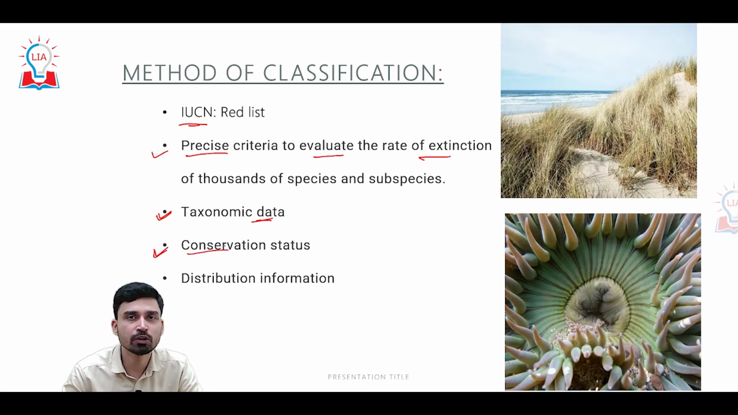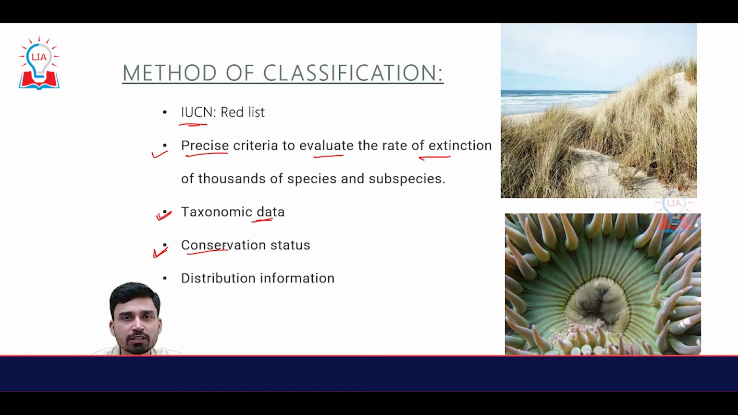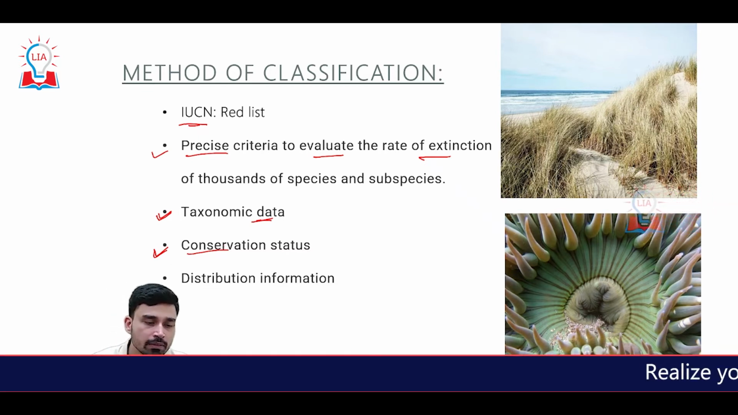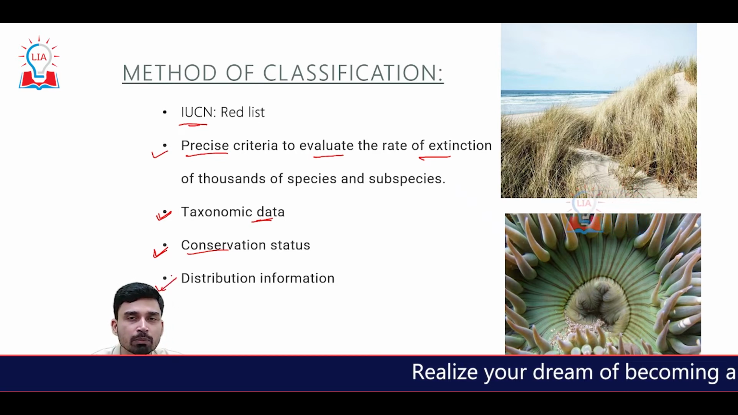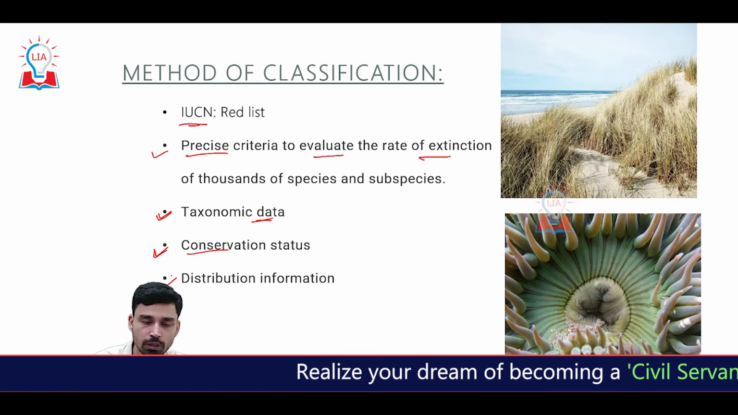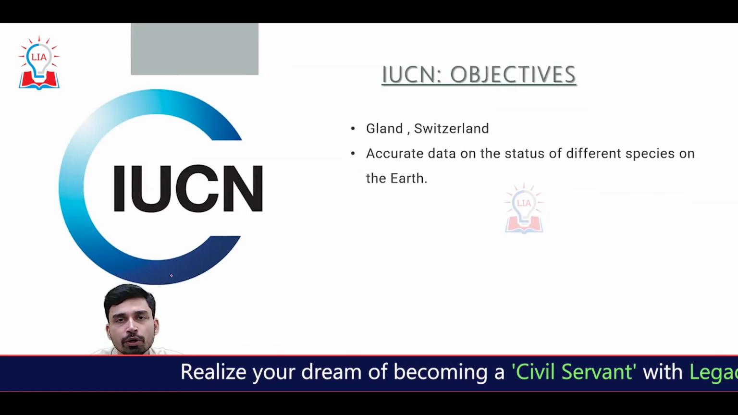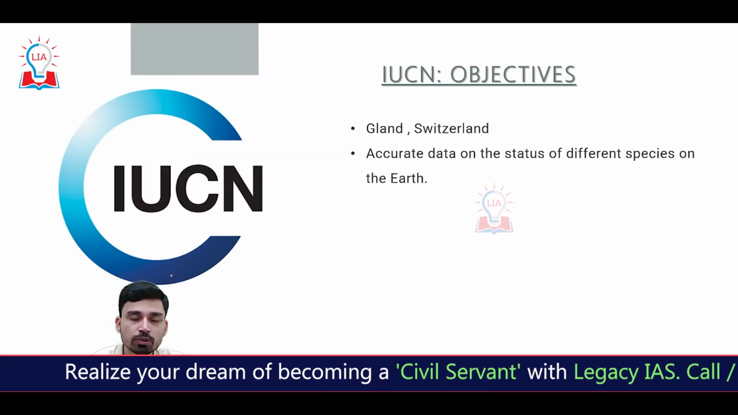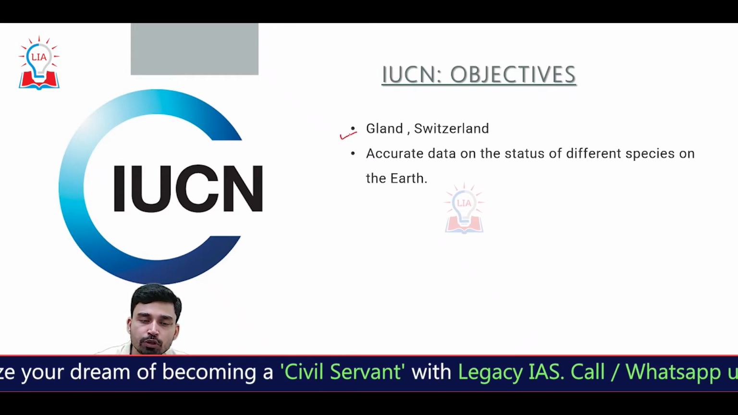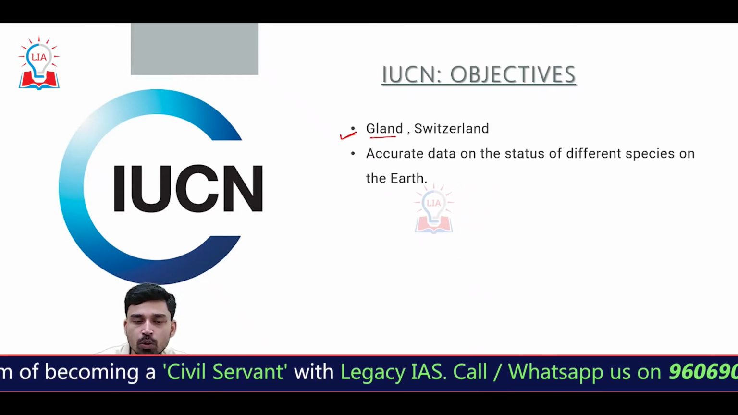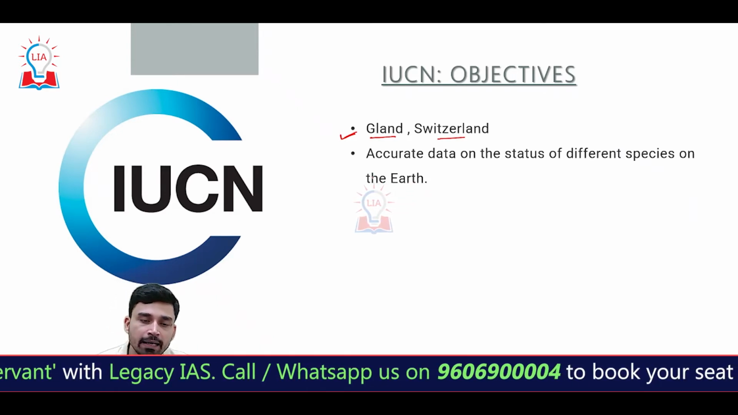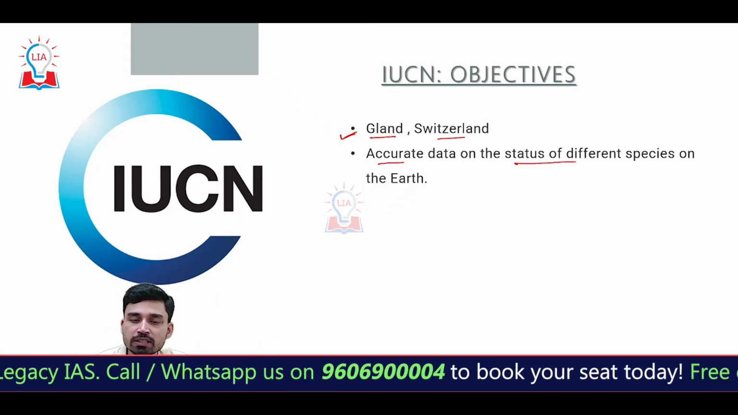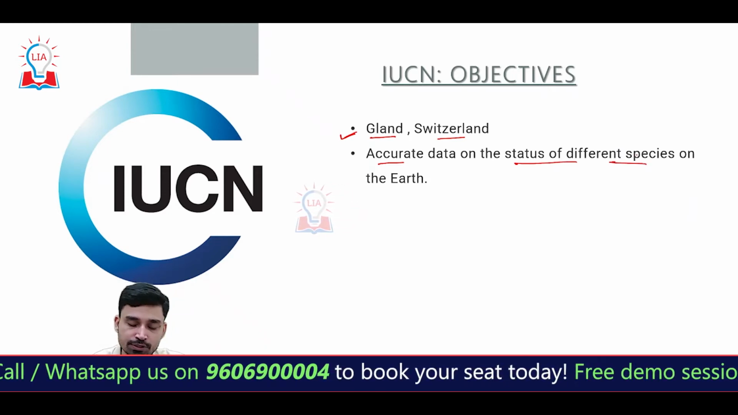We have a total of 8 major conservation statuses. They range from extinct to not threatened. And third is, as we discussed, the distribution information, that is, which species of plants or animals are found in which part of the world. Now, if you try to understand slightly about the International Union for Conservation of Nature, its headquarters is located in Gland, a city in Switzerland, and it provides us with accurate data on the status of different species on the earth, as discussed before.